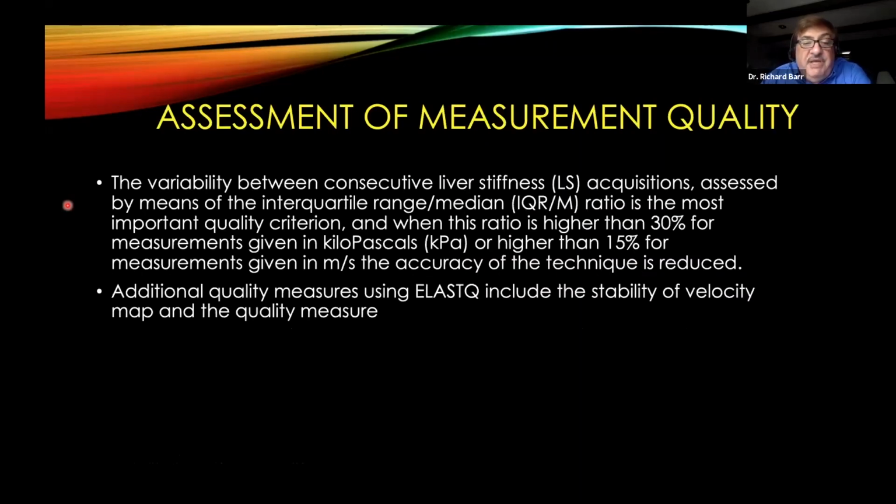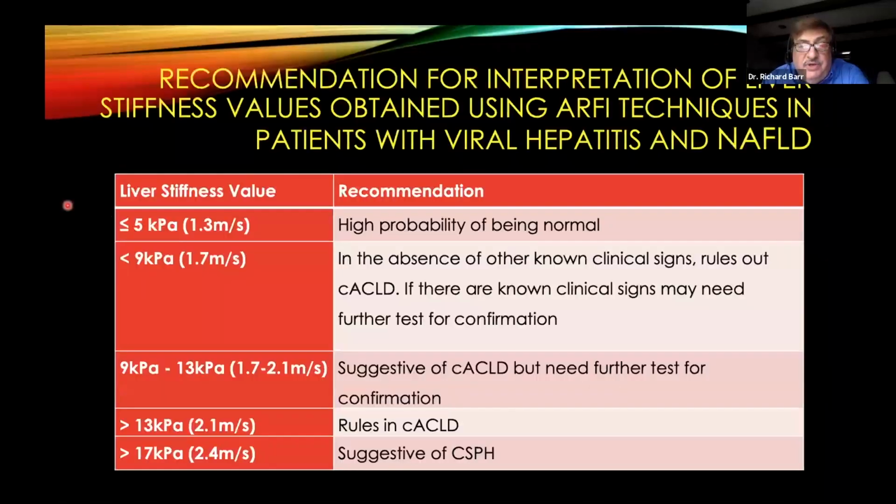The variability between consecutive liver stiffness acquisitions, assessed by means of the interquartile range over median ratio, is the most important quality criterion, and when this ratio is greater than 30% in kilopascals or 15% for meters per second, the accuracy of the technique is reduced. Additional quality measures using ElastQ include the stability of the velocity map and the quality measure.